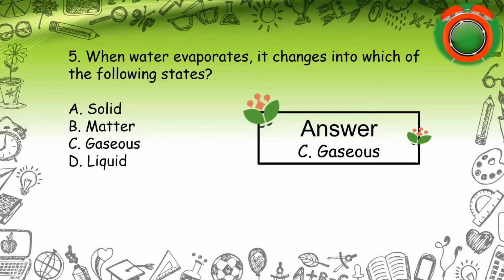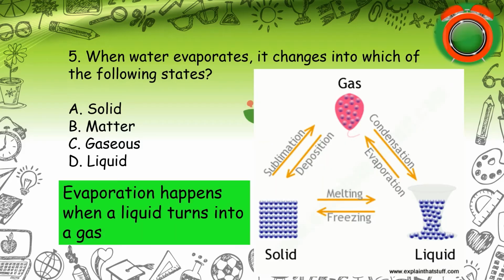The correct answer is C. Gaseous. So evaporation happens when a liquid turns into a gas. So for example, in this photo in here, you will see that there are 3 states of matter: gas, solid, and liquid. And the evaporation is here. So you have a liquid in here, and when it transforms into gas, that's evaporation.